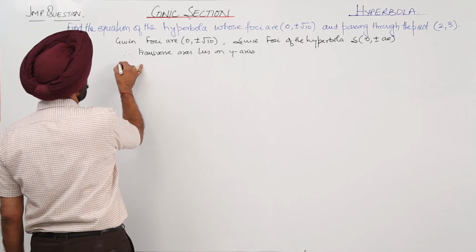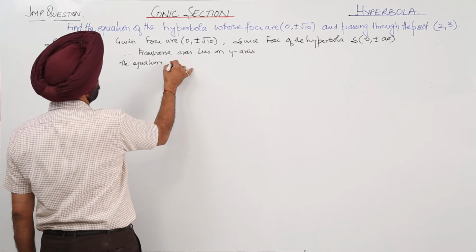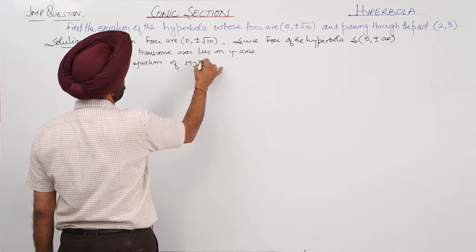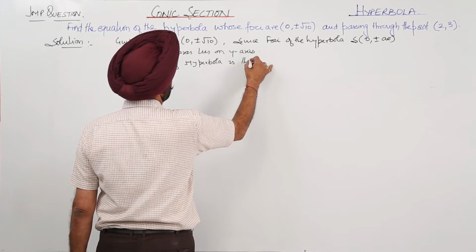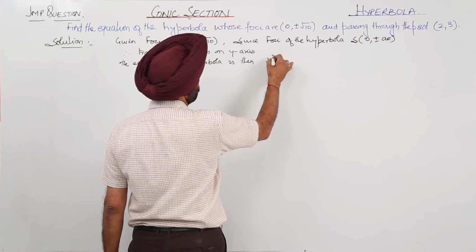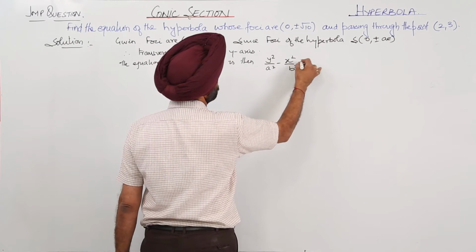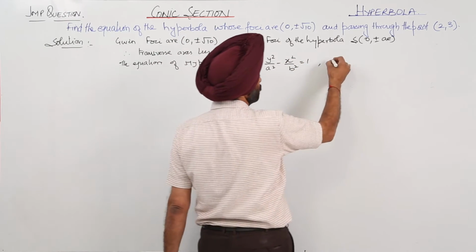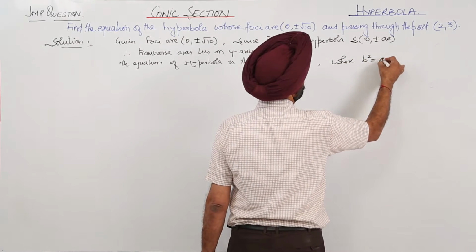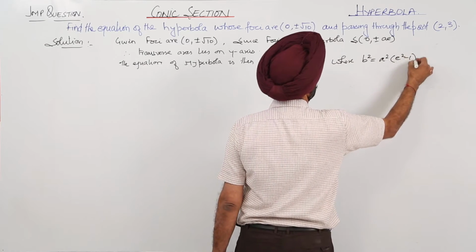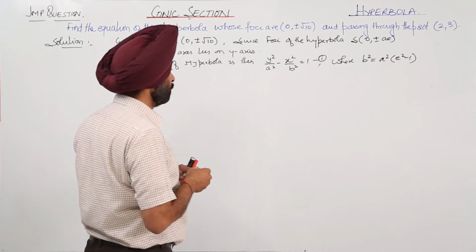Now the equation of hyperbola is then y²/a² − x²/b² = 1, where b² = a²(e² − 1), and let this be equation 1. Is it clear?